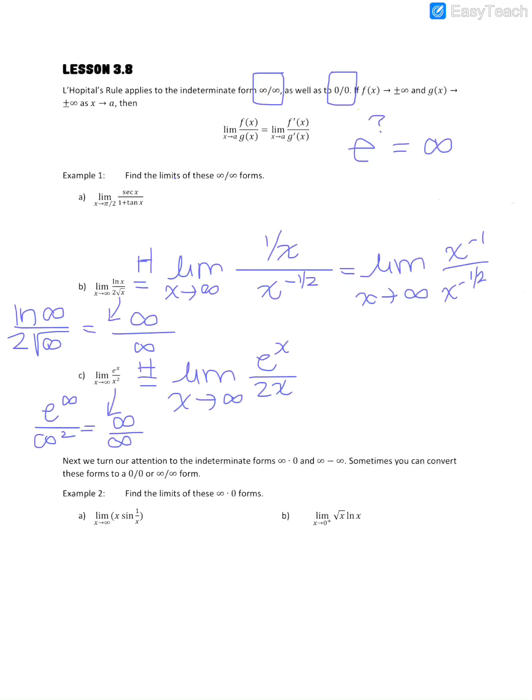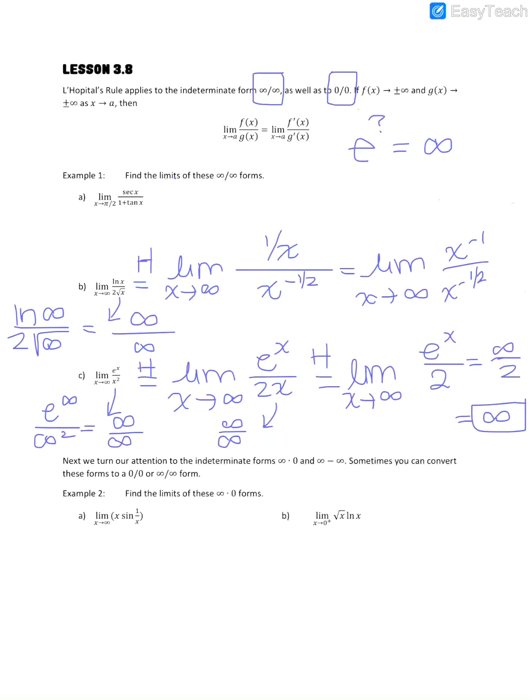At this point, when we plug in infinity, we again are going to have e to the infinity over 2 times infinity. That's infinity over infinity. So we're going to do L'Hopital's rule again. So we're doing the derivative again. Still going to be e to the x on the top. The bottom, we're going to get 2. Now when I plug in infinity, I just get infinity over 2, which is infinity.